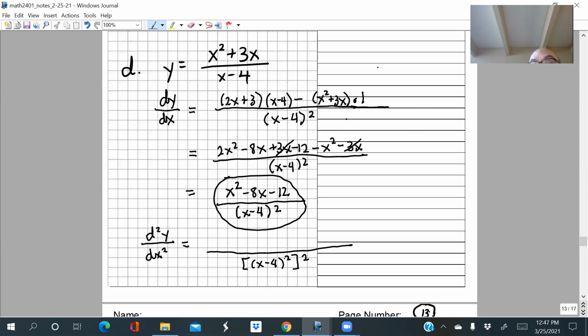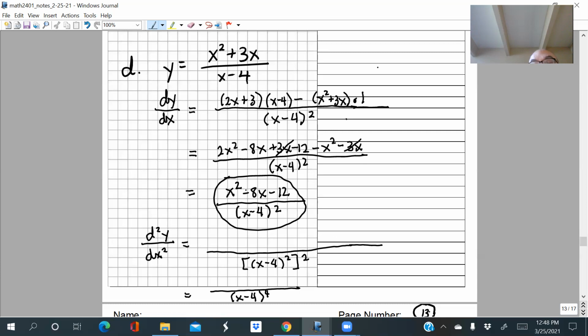But (x − 4)² is just (x − 4) to the 4th power. So that's not really all that bad, the bottom. You just end up with (x − 4)⁴, because when you square something and square it again, it's the same as raising it to the 4th power, okay? Now we have to find out what the numerator is, and that is going to be a little bit ugly.